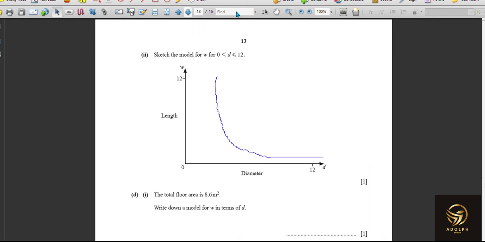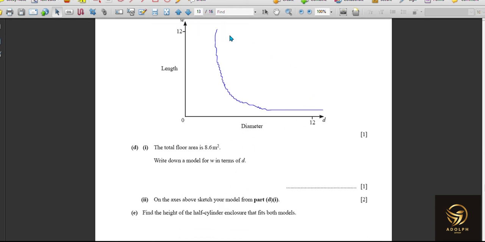So let's go back to the question. D into w is the area, and the area is given as 8.6, so 8.6 is equal to d into w. They want W in terms of d, so W is equal to 8.6 divided by d. This is how we are getting it. This is length into breadth.